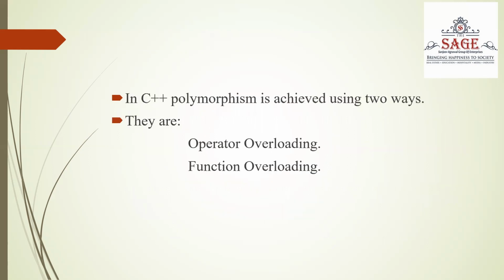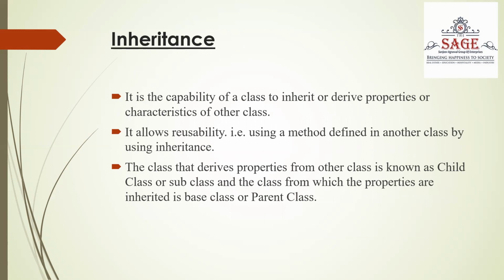In C++, polymorphism can be achieved using two ways. They are function overloading and operator overloading. Now, the next feature is inheritance. It is the capability of a class to inherit or derive properties or characteristics of another class. It also allows reusability, that is using a method defined in another class by using inheritance.